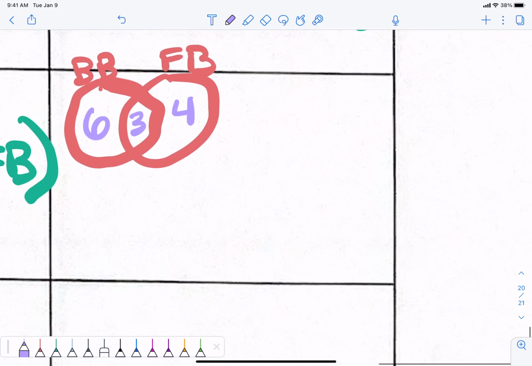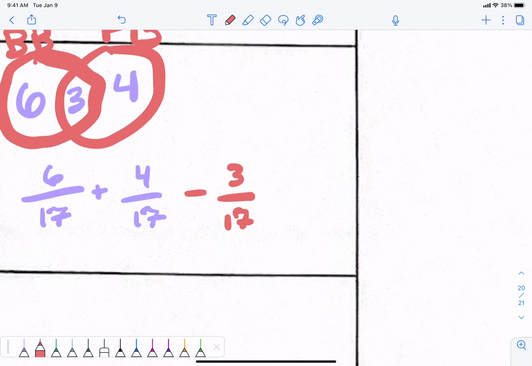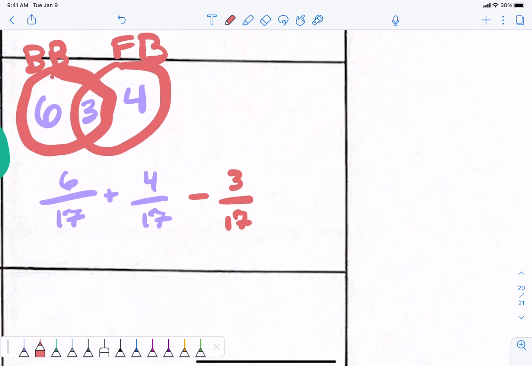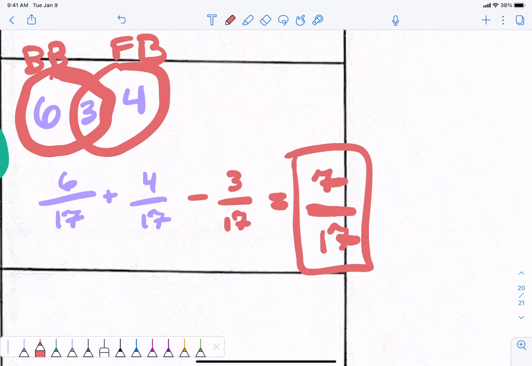Okay. So 6 out of 17 plus 4 out of 17, but then we have to minus the 3 out of 17 because you 3 boys are only one person and we're counting you twice. Heaven forbid we have 2 of you, right? So that is 7 out of 17. Okay, so we have to subtract that one person out, so 7 out of 17. Makes sense? You can be in both categories, so you have to subtract them out.